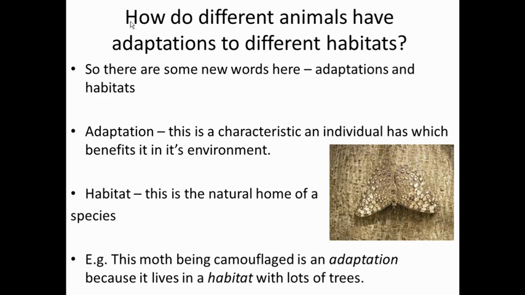So if we have a look at this butterfly here, a characteristic, an adaptation that it has is its colouring, okay? It's adapted to its environment. It's adapted because it blends in, okay? It benefits it because it blends in, it's camouflaged, a bird might not see it, and it lives, okay? So a habitat, this is the natural home of a species, okay? So where it lives. So the moth being camouflaged is an adaptation because it lives in a habitat with lots of trees, okay? So it's camouflaged to the trees so it doesn't get eaten by birds.